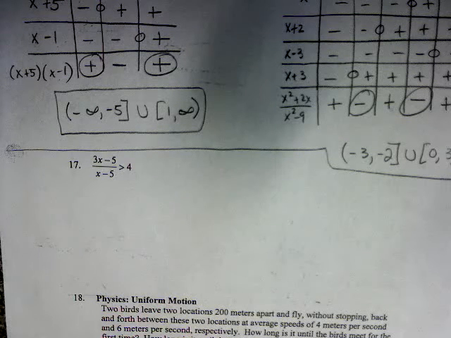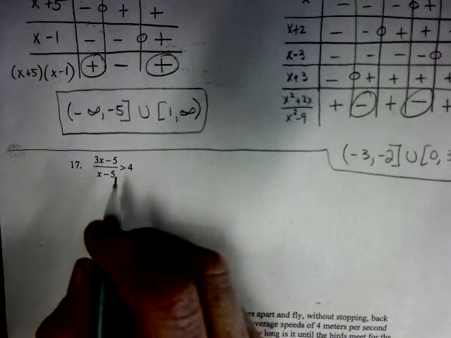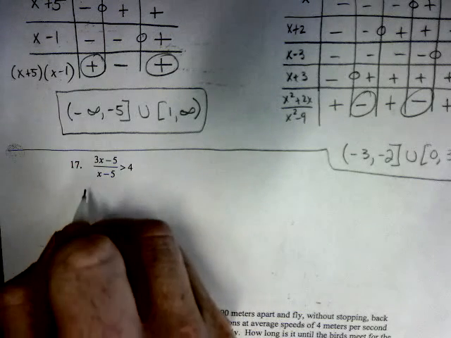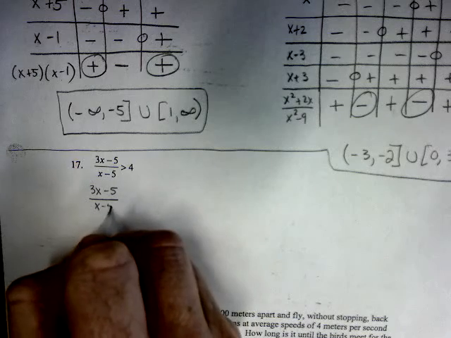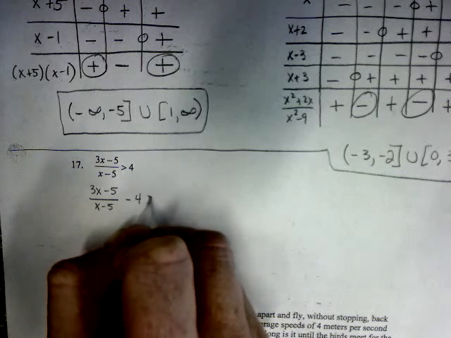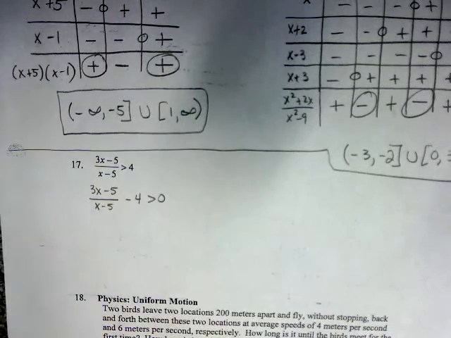Okay, in 17, the first step in solving this is to get the inequality equal to 0 on one side. So we're going to have to subtract the 4. So this will give us (3x minus 5) over (x minus 5) minus 4 is greater than 0.